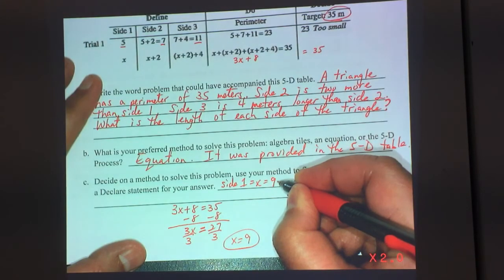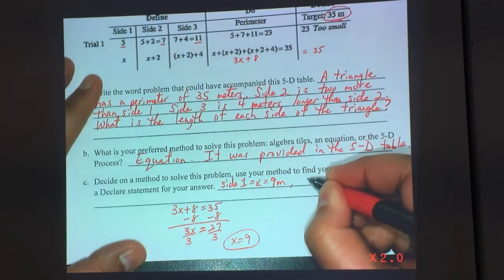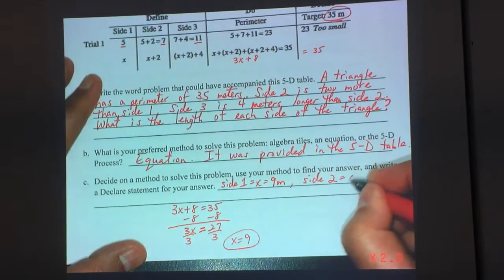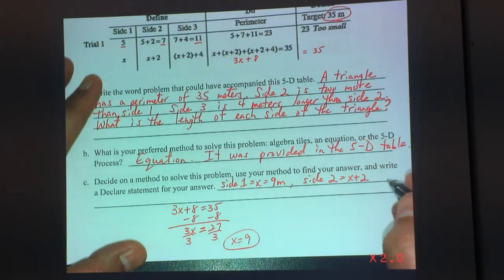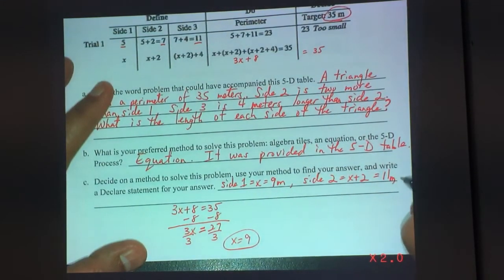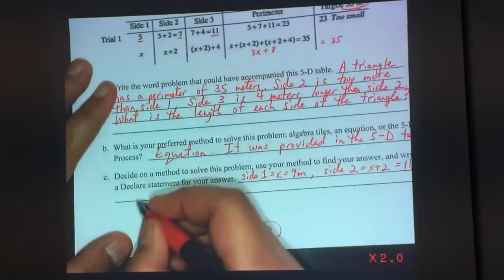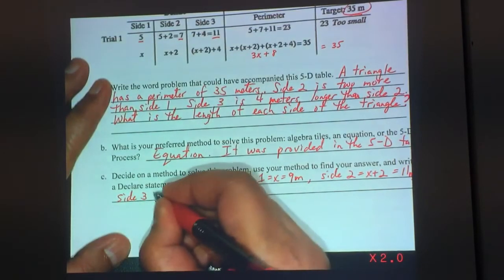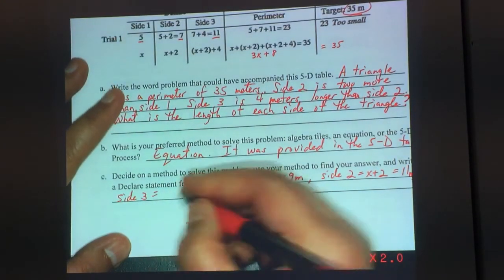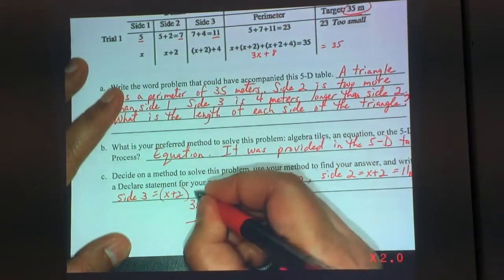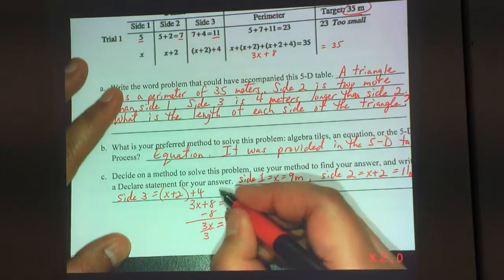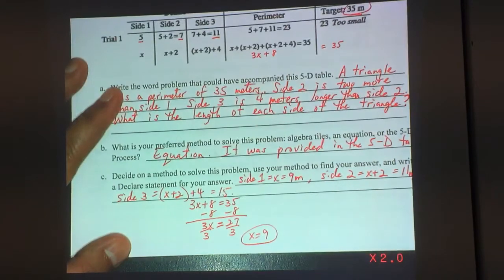It was meters, right? Side 2, which was x plus 2. Remember, x was 9. What's 9 plus 2? 11 meters. Okay. Move my comma. Side 3, which was x plus 2 plus 4, which would be 11 plus 4 is what? 15. So then we check it.